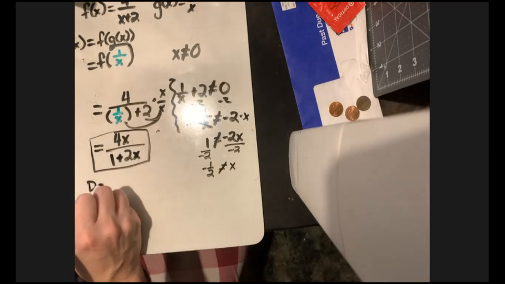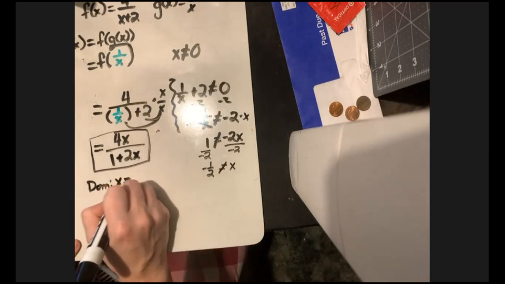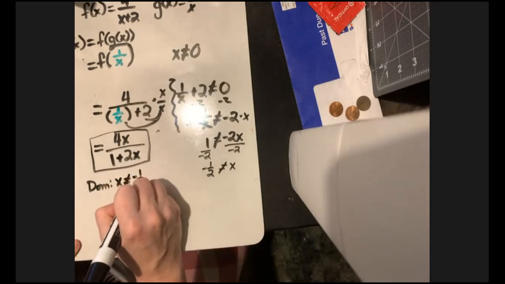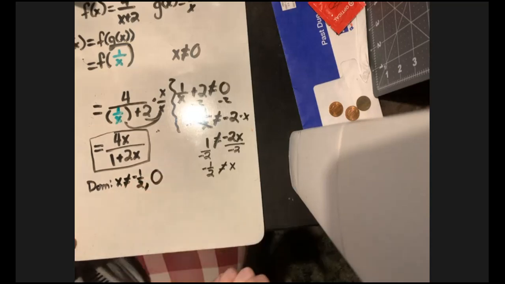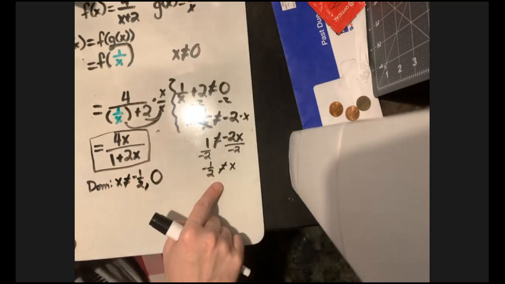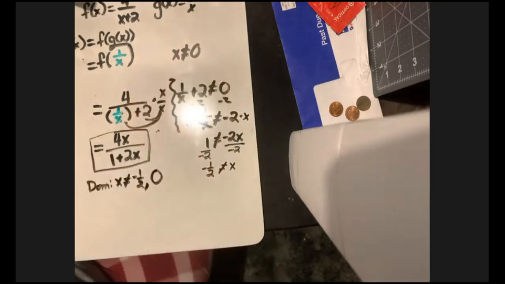And then we have a domain of x cannot be -1/2 or 0, picking up both the one that I got from here and the one that I got from there. So I'm trying to make sure that I get both of those handled. This is one of the more involved ones that you may see, as it has a couple of fractions in there that we've got to work with.